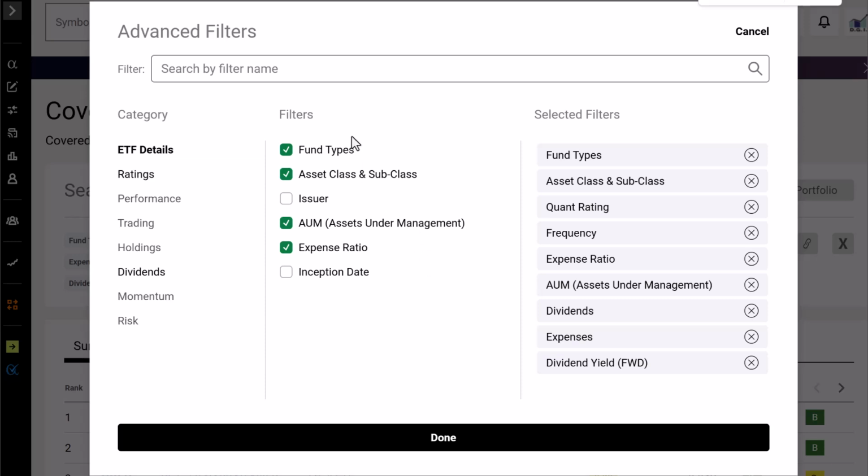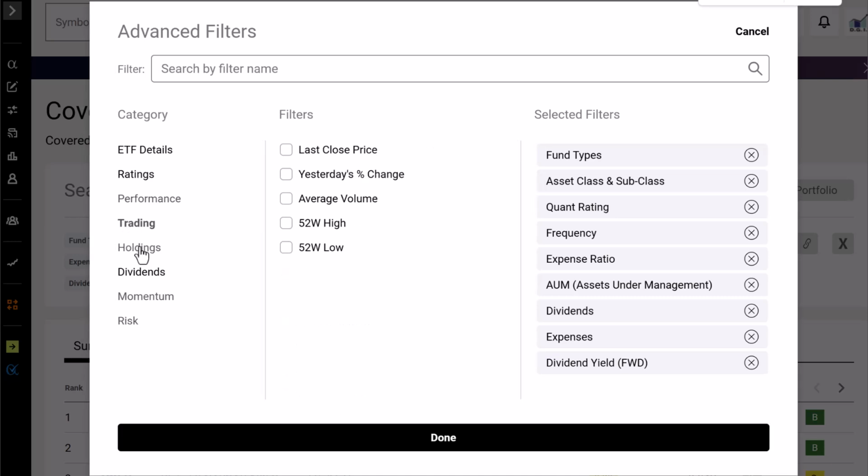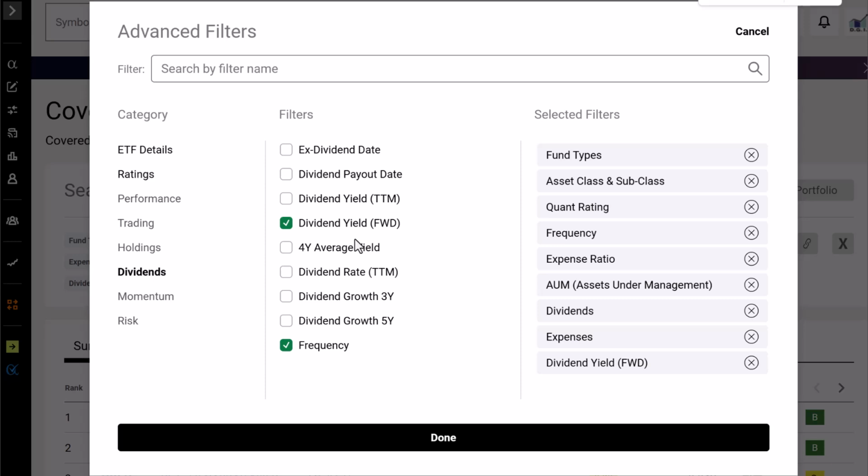So in the case of the ETF detail filters, we're going to keep the ratings the same. Performance, we're not going to do anything with. Trading, nothing. Holdings, nothing. The dividend one is going to be a little bit different, because the majority of these covered call ETFs have just popped up recently since the pandemic. A lot of them are very new.